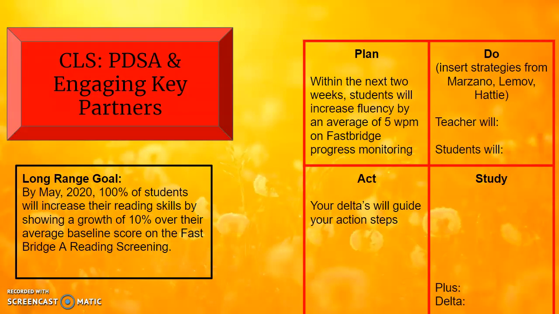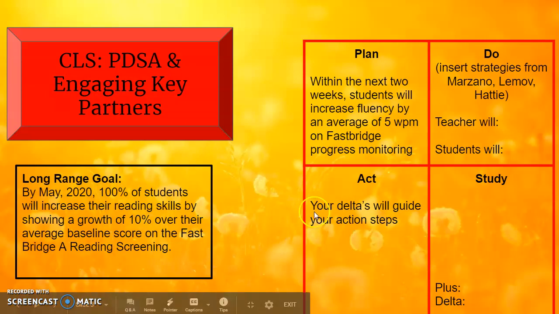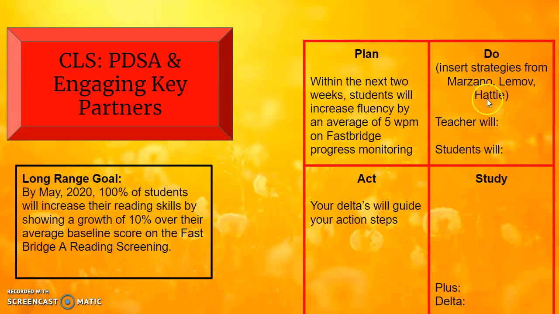It starts with the plan. This is a short-term learning goal, again, that supports that long-term goal. A short-term example of a plan might look something like this. You are also going to want to document what strategies you choose to do in this do section to help you and your students meet that goal.